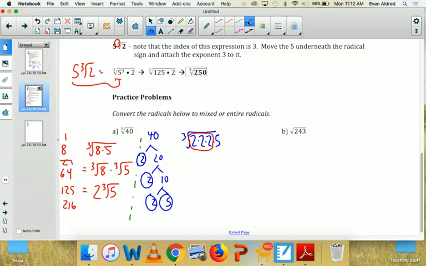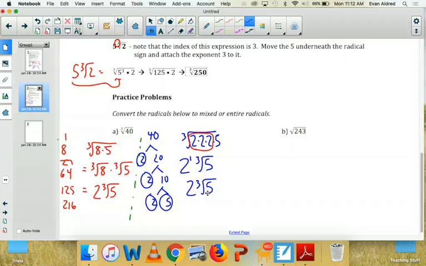So the number that's involved in the triple is 2. We have one triple, so 2 to the power of 1. And then what's left over is cube root of 5. So 2 to the power of 1 is just 2, and our final answer is 2 cube root 5. Okay, and you'll notice that both methods take you to the same answer.